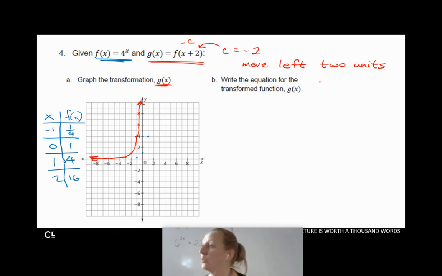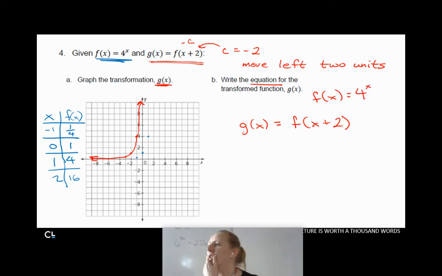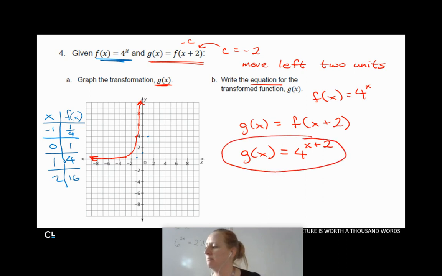Oh, of course, we do need to write the actual equation for it. Okay, so it says g of x equals f of x plus 2. And we were told that f of x is 4 to the x. So this just means instead of an x, I'm replacing it with x plus 2. So instead of 4 to the x power, this is going to be 4 to the x plus 2 power. There's my function. Yay.